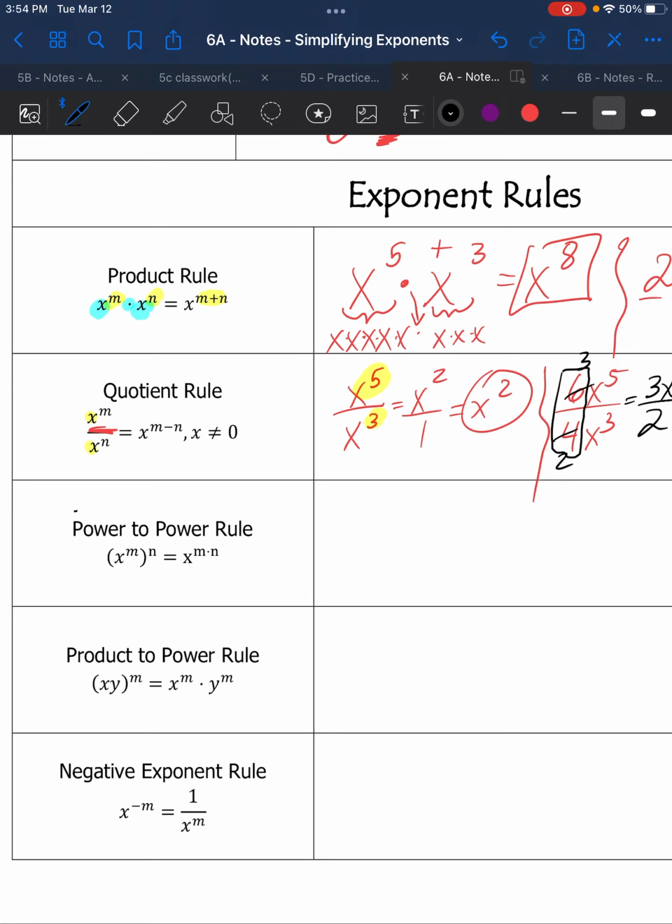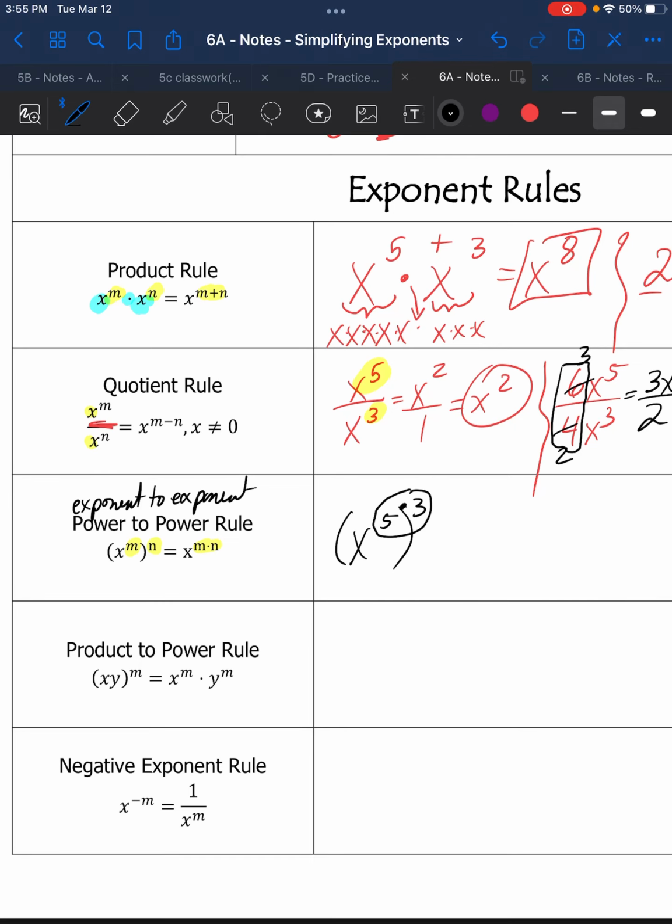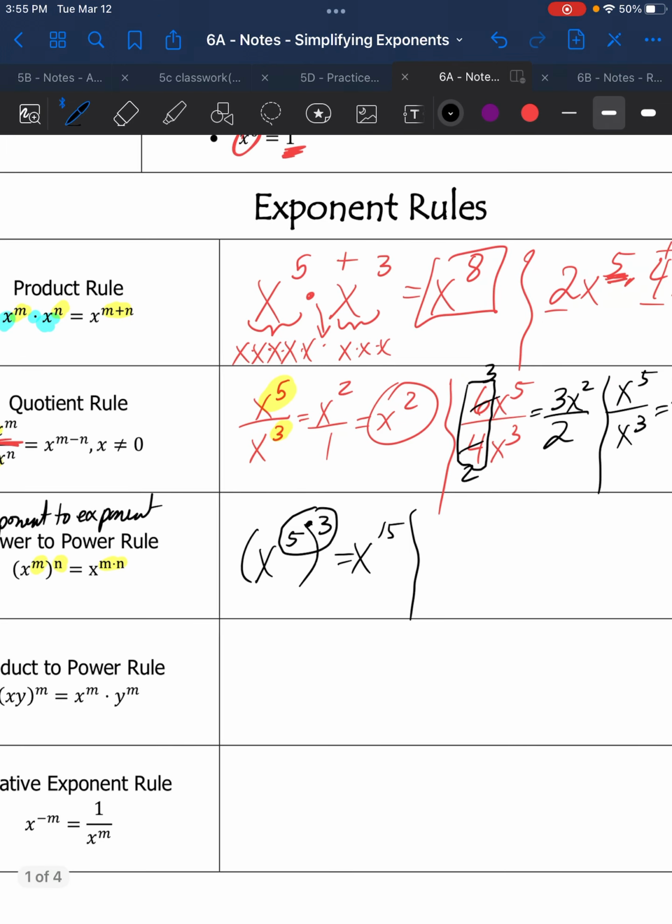The power to power rule, or exponent to exponent. This is when you have an exponent being raised to another exponent. And what we do here is you multiply. So if I have x to the fifth to the third power, I see the exponents kind of next to each other here with the parentheses. That means we multiply. So it's going to be x to the 15th.